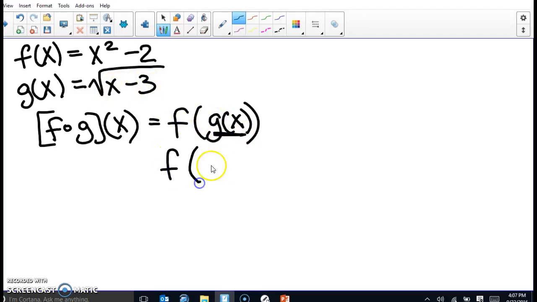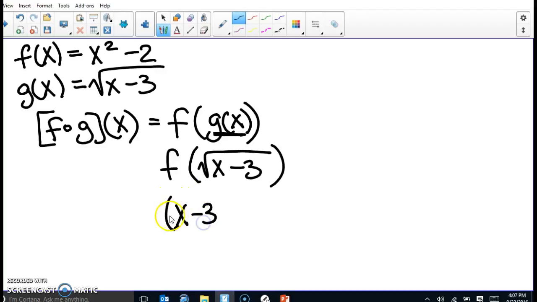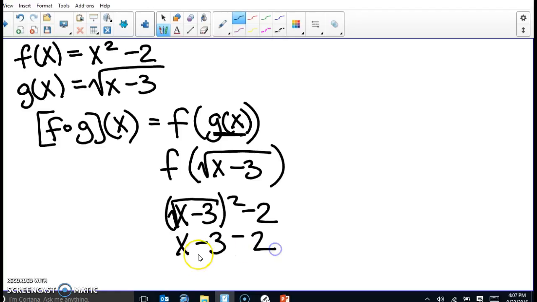So bringing down our f. Straight substitution. So now we have f of square root of x minus 3. We're going to substitute that into our f function every place that there's an x. So when I square a square root, I get x minus 3 minus 2. So I have x minus 5.